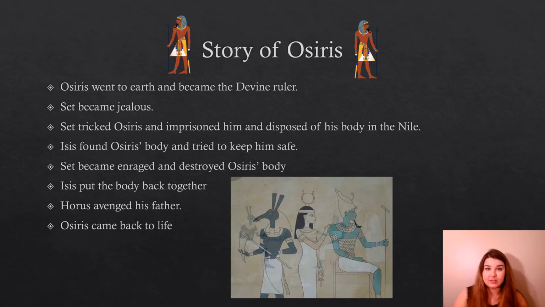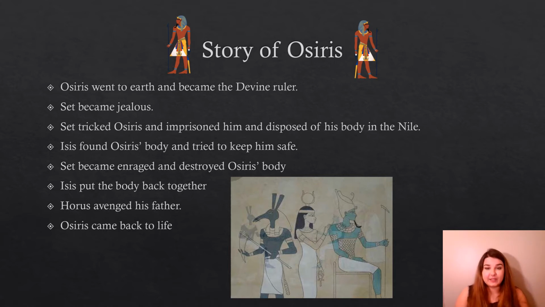So Osiris was like, oh, I want this beautiful tomb. Like, this is a beautiful addition to my collection. I want it. Let me try to get in it. So he got in it. And because it was made for his body shape, he fit perfectly. So Seth sealed him away in it and threw him into the Nile and became the ruler.